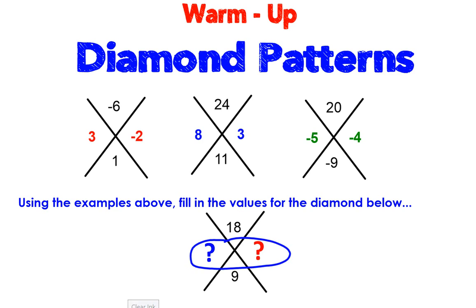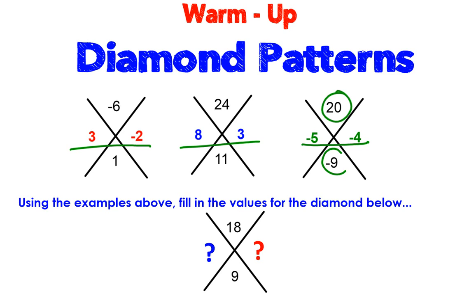Okay, let's check to see how you did. Did you notice that in all 3 of the diamond patterns you were given, they all have a relationship to the number in the top and the number in the bottom? So the relationship is that the number in the top position is their product, and the number in the bottom position is their sum. So if I want to fill in the missing values for this bottom diamond pattern, I'm simply looking for 2 numbers that have a product of 18 but have a sum of 9.